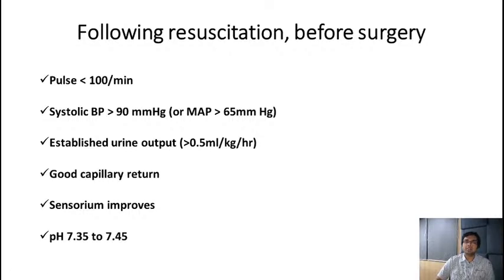So that is how we resuscitate a patient, and these are the various parameters that we use in order to assess the fluid responsiveness of the patient. Thank you.